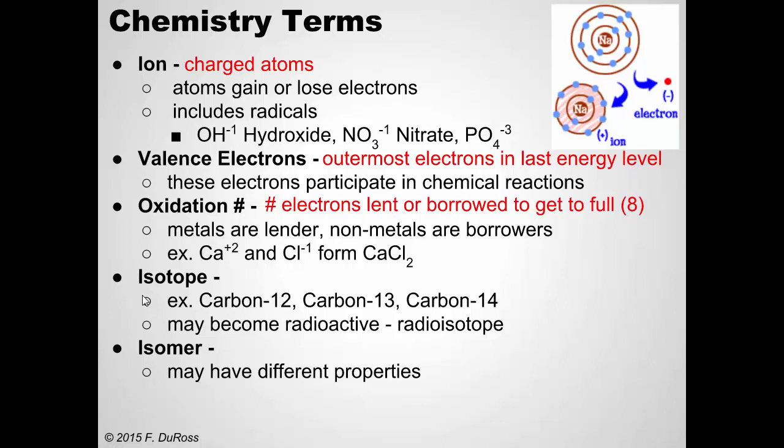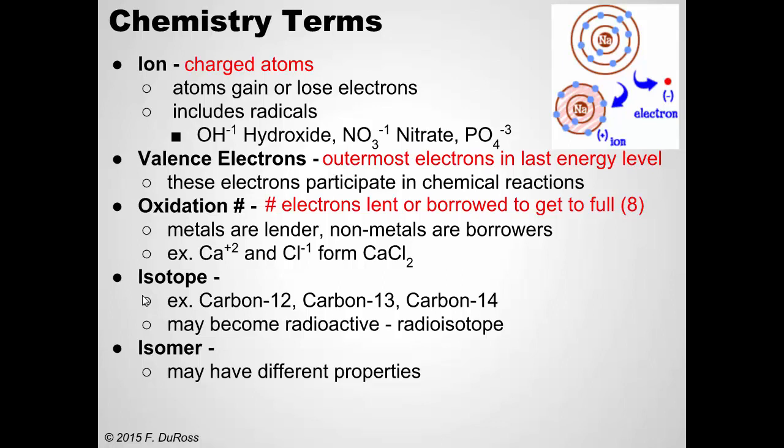For example, calcium. Calcium has two valence electrons. Therefore, its oxidation number is +2. It has 2 extra electrons that it would love to get rid of, to give away. So it got rid of those 2 on the outer shell, and then the level underneath that would be full, and it would be stable.